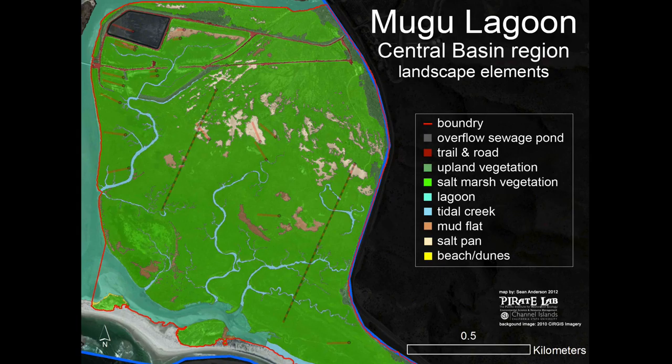A good amount of water. What do you guys notice about the tidal creeks here? Do they look the same as the last one? Smaller. Right. So there still definitely are a lot of tidal creeks here, but they're much more like main channels, right? Much less finely branched.